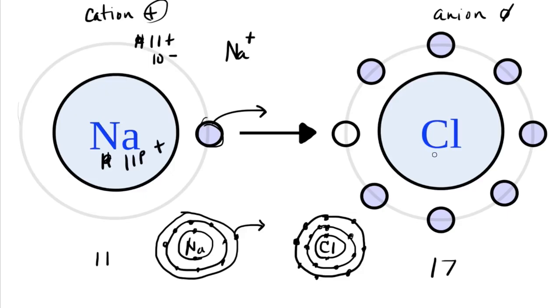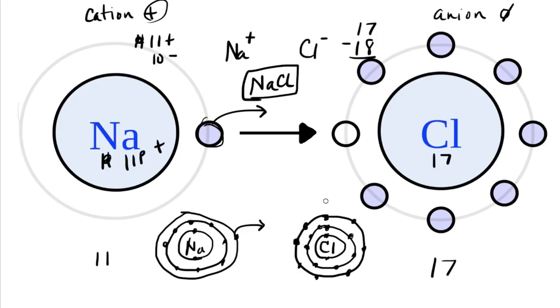Chlorine had 17 positively charged protons. It started with 17 electrons, but it gained an electron, so it gained a negative. So we have 17 minus, now we have 18. So chlorine, or chloride, excuse me, is written this way. But when you write them together, just NaCl, because the charges there cancel one another.